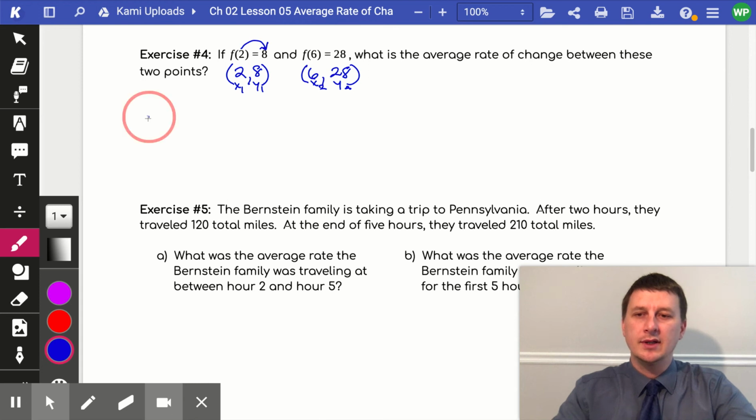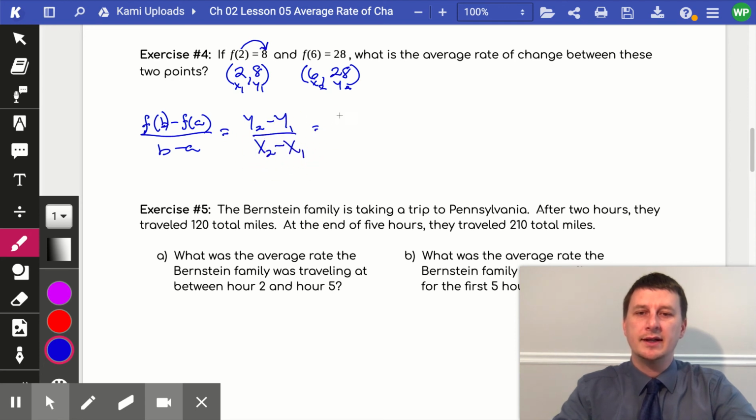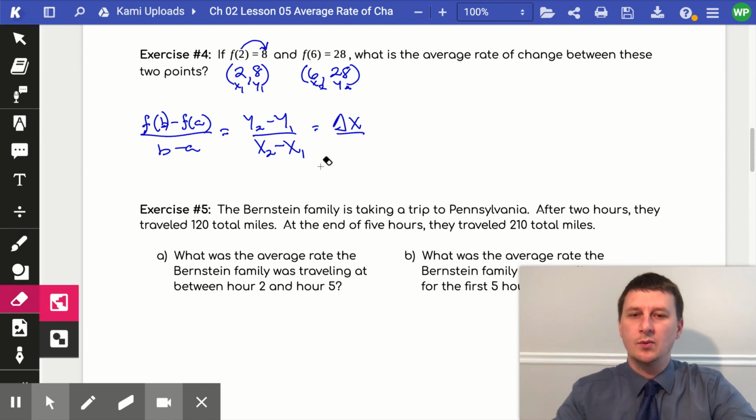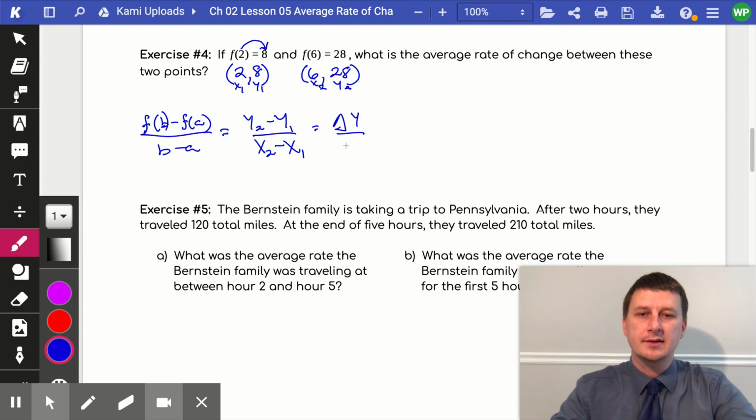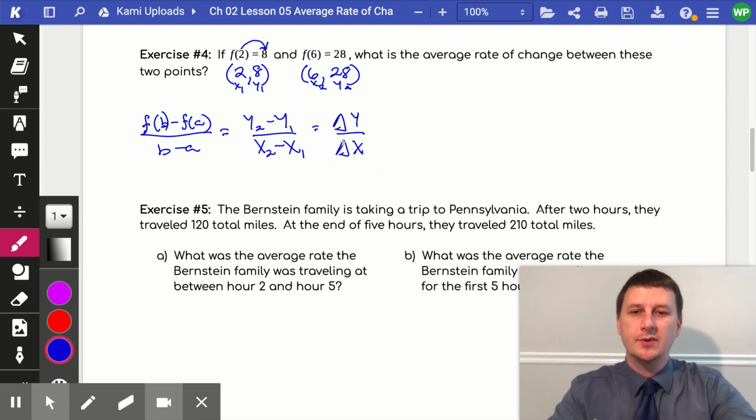And again, we said that you could use the f of b minus f of a over b minus a formula, or we also said in previous exercises that it's the same thing as using this formula, and it's also the same thing as using the change in y over the change in x. So I like this one. It's the shortest, simplest one. Change in y over change in x, you can't go wrong there.